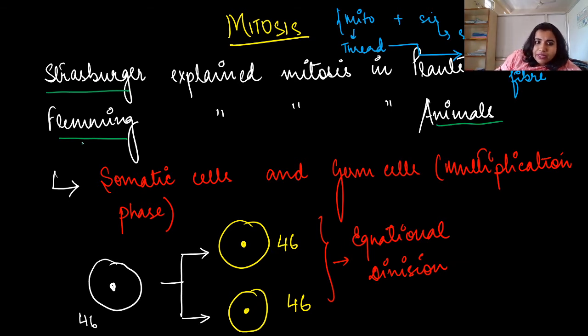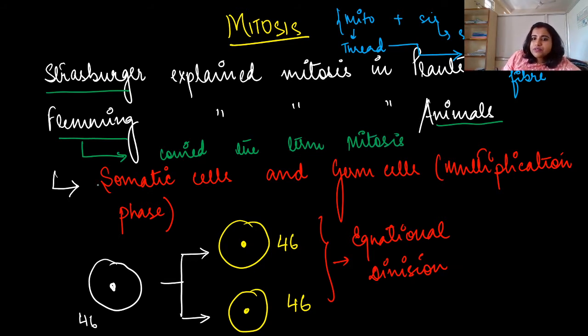In fact, Fleming also coined the term mitosis, right? So in which cells does this division take place? This takes place in somatic cells. Your nails, your hairs keep on growing. How? Because of this mitotic division, right? So it takes place in somatic cells.